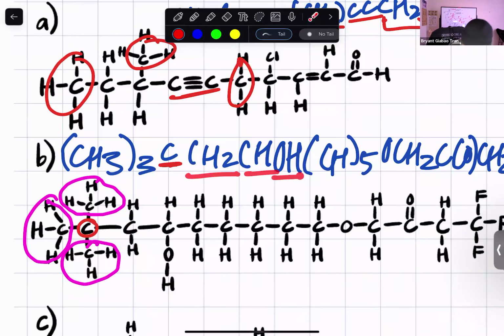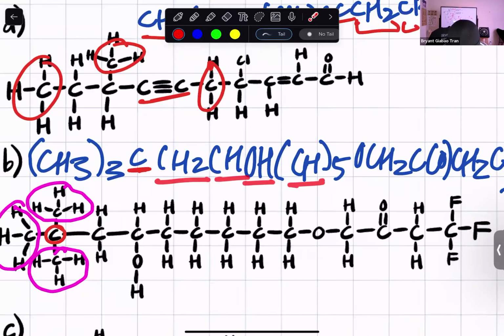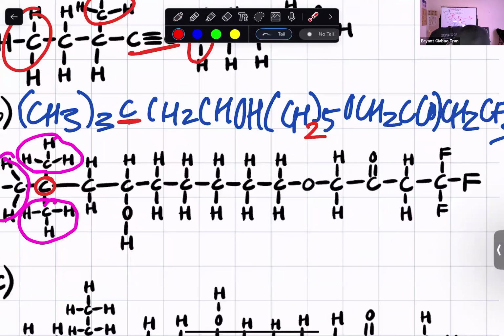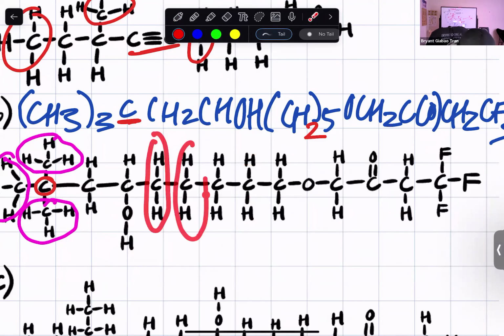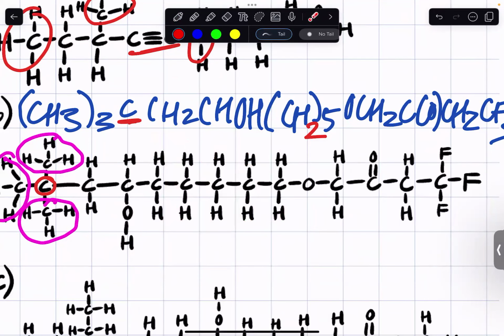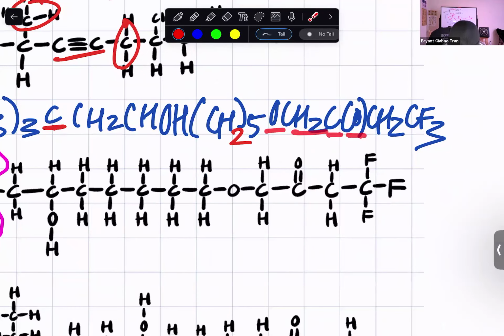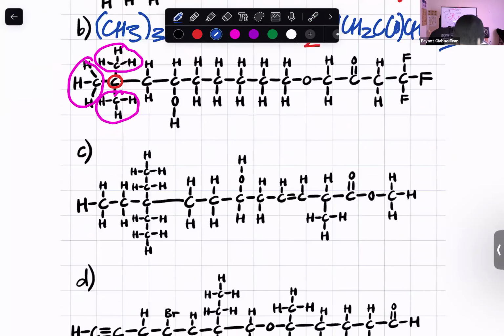CH2, CH, OH, CH. Oh, wait, so put CH5. This 1, 2, 3, 4, 5 thing right here is going to be CH2, right? Because each carbon has 2. I think I made a mistake there. 1, 4, 5. Right. CH2, 5, and then O, CH2, C, O, the carbonyl, CH2, CF3. Yes. Nice. Okay. That's good. Let's go to the third one.